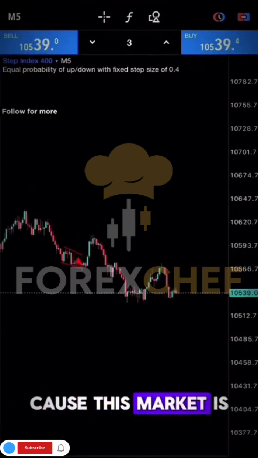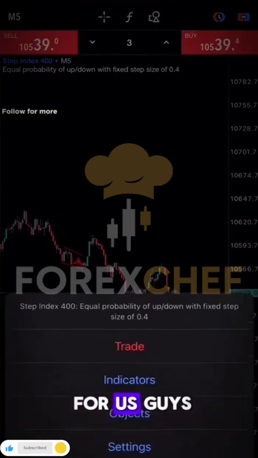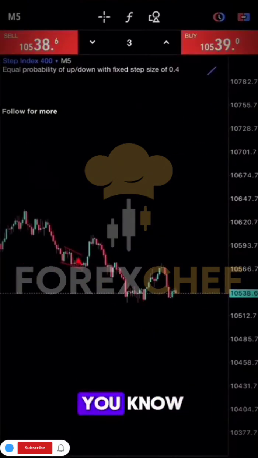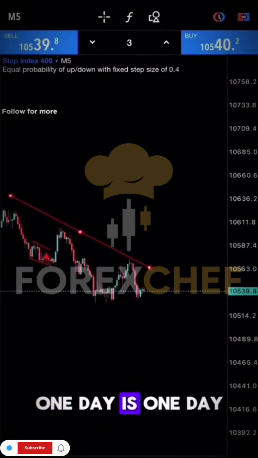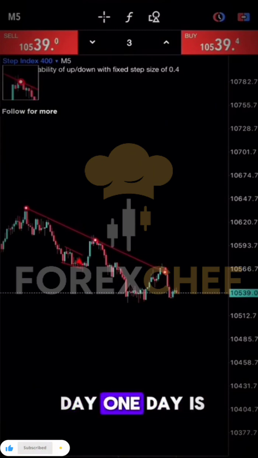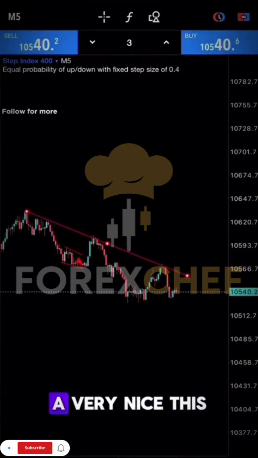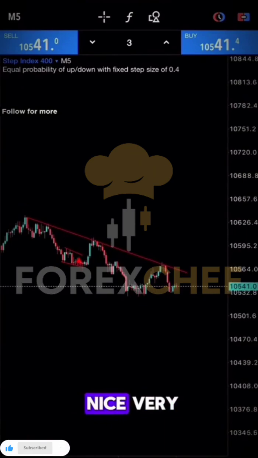Because this market is just too much for us, guys. You know that you won't spend much time here and continue to survive. One day is one day. So this one is very nice. This one's a very nice trade, guys.